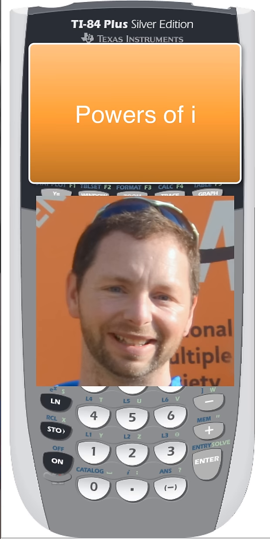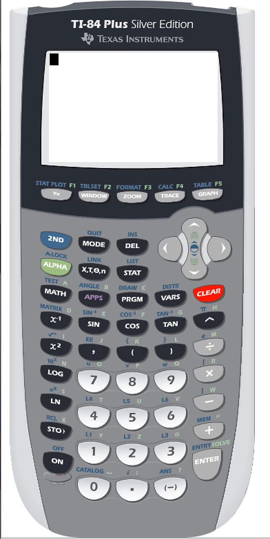Today I'm going to show you how to use your graphing calculator to work with powers of i. One of the first things we have to do when we work with powers of i is make sure that your operating system is one of the latest ones from Texas Instruments.